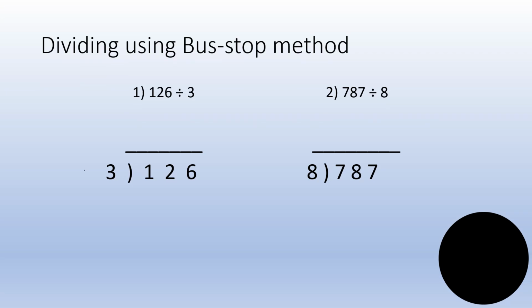The first thing I'm going to look at is slightly different order from the title on the first slide, but I'm going to look at division first, in particular the bus stop method, and I've got two problems here. I've got 126 divided by 3 and 787 divided by 8.